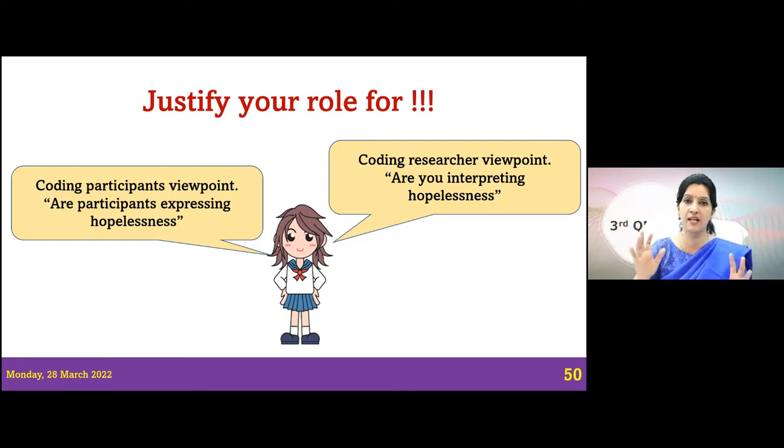Initially, it is advisable to code everything, whatever you think, even if it is code proliferation. In the first cycle coding, try to do splitting coding, and maybe in the second and repeated cycles, you can reduce it. But in the first instance, don't remove or leave anything, because that will lead to a loss of data. Okay?